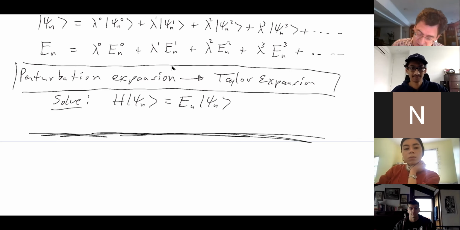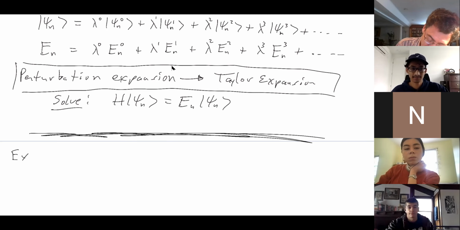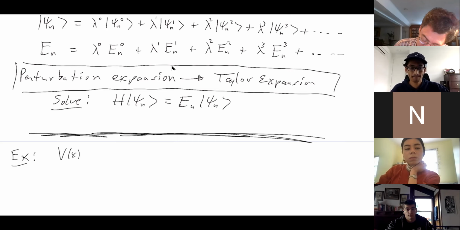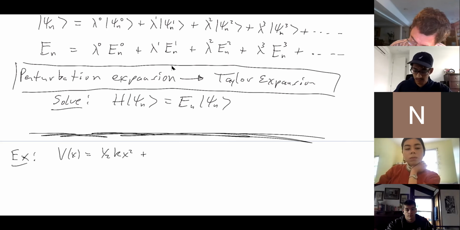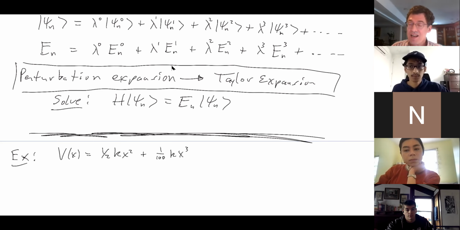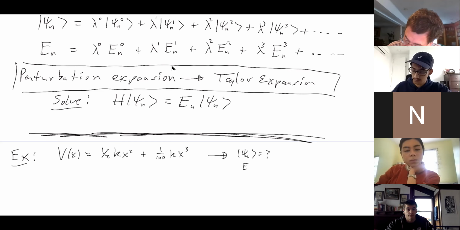I mean, look, here's the example. Suppose I said, I have a potential that looks like this: V of x is equal to 1/2 kx squared plus 1/100th kx cubed, where it's the same k, okay? And now I say to you, I want you to tell me what are the eigenstates and what are the eigenenergies of this potential, okay?